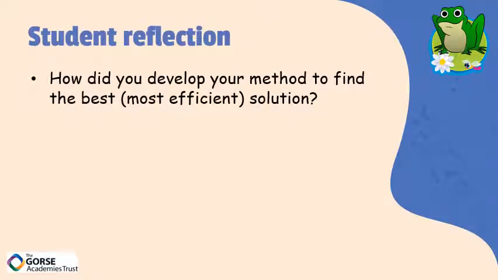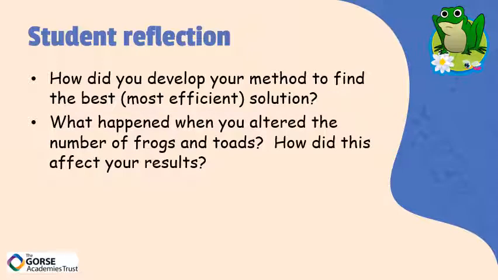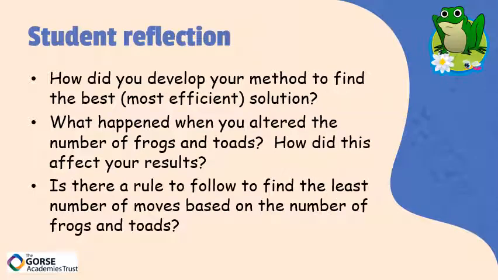So let's reflect on what you've learnt today, and you can use these questions in your Bridging Activities booklet. So first of all, how did you develop your method to find the best or the most efficient solution? What happened when you altered the number of frogs and toads? How did this affect your results? And is there a rule to follow to find the least number of moves based on the number of frogs and toads? Have a think about these questions and write your answers in your booklet.